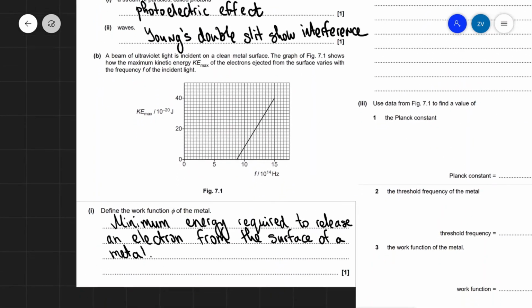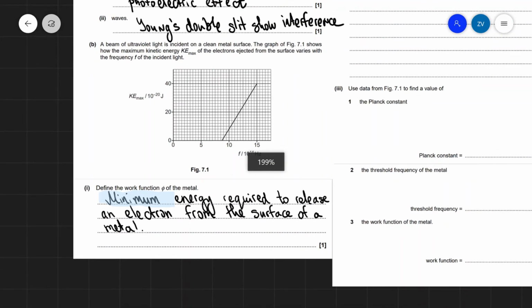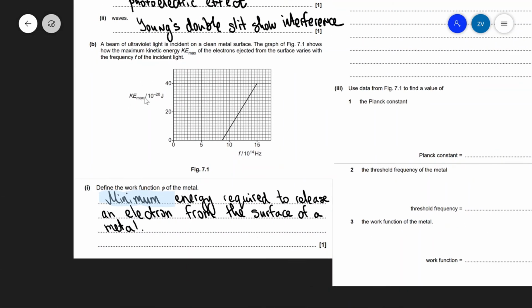So the next one, we have a pretty standard definition here. Define the work function of the metal. Well, that is the minimum energy required to release an electron from the surface of a metal. It is the minimum, and this is quite an important word, so that's why I am highlighting this. Okay, right, so we are also given a graph of kinetic energy on the y-axis and frequency on the x-axis.